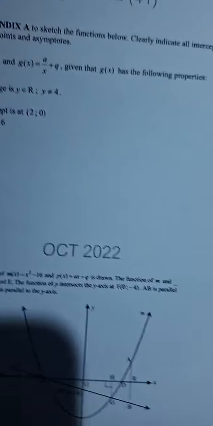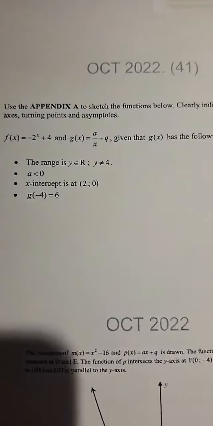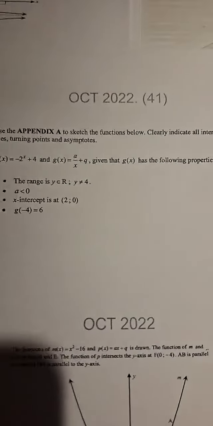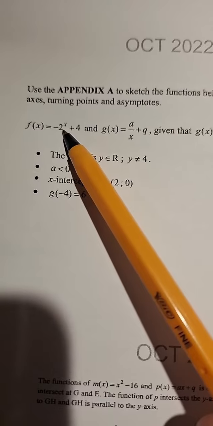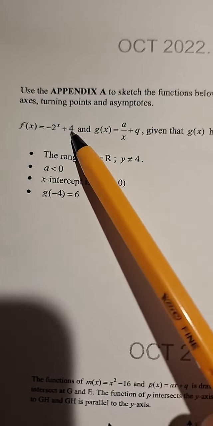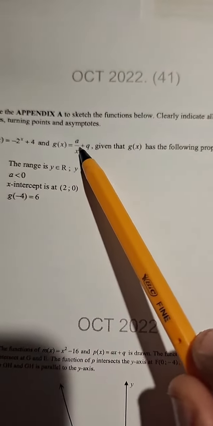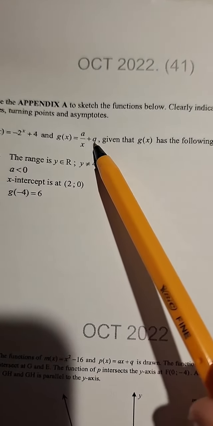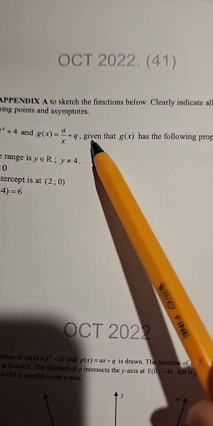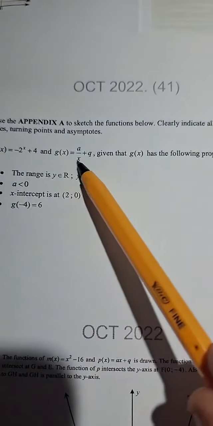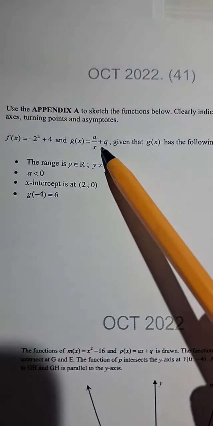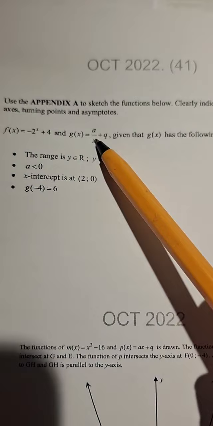We're doing this today. Okay, so let's look at the very first question that we have here. We are given f of x is equal to negative 2 to the power x plus 4, and g of x, which is equal to a over x plus q. Then we are given that g of x has the following properties. That's specifically referring to this function.